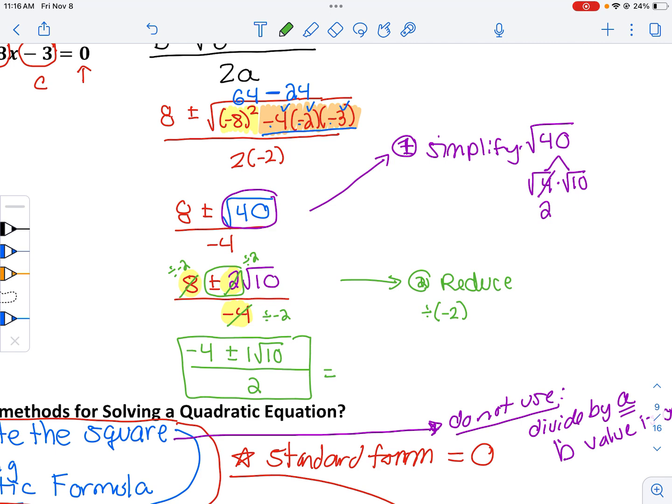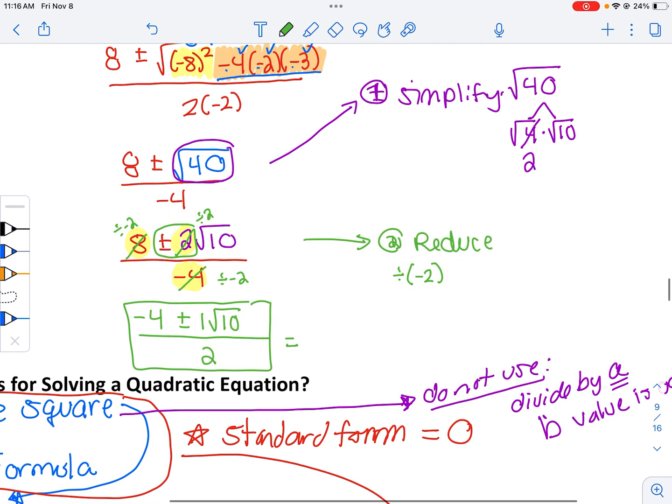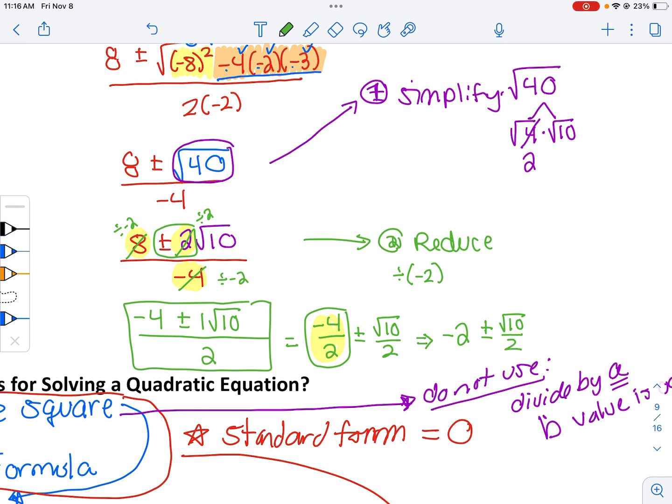Just to show you some other variations of how you could write this answer, you could leave it just like that, and I'm perfectly fine with that. Some people split it up into -4 over 2 plus minus root 10 over 2. If you are going to split it up, then what you might do is reduce the first fraction a little bit more. So that first fraction then could reduce to -2 plus minus. Now the second one, though, stays as a fraction. So you could write your answer a couple of different ways. I'm perfectly fine with leaving it in the first method.